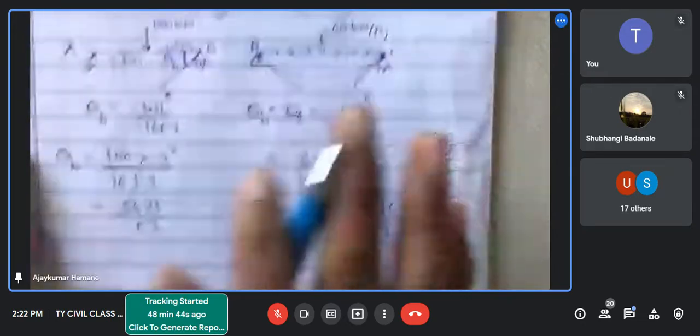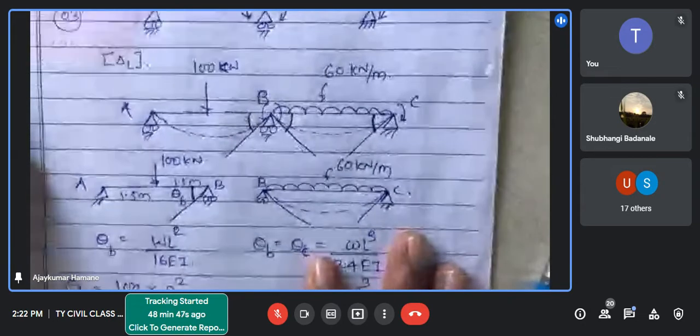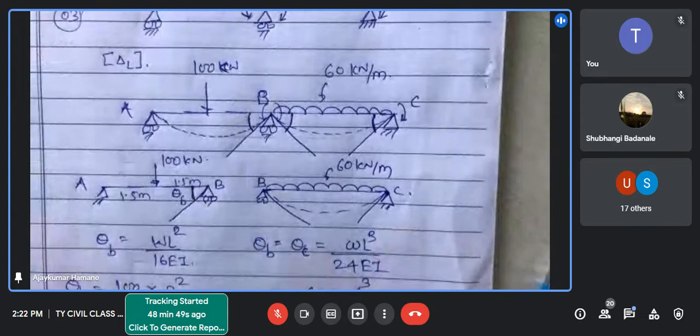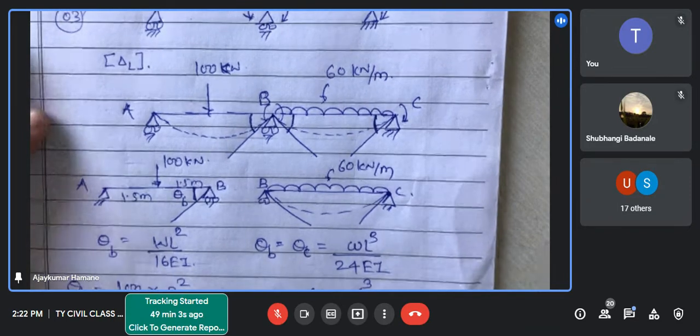Okay. Now the sign convention. Now we will see the sign convention. It is very important in this flexibility method. If you use the wrong sign convention, your whole problem will go wrong. Maybe you know all the steps of how to calculate, but if you use the wrong sign convention, the whole thing goes wrong. Now remember.